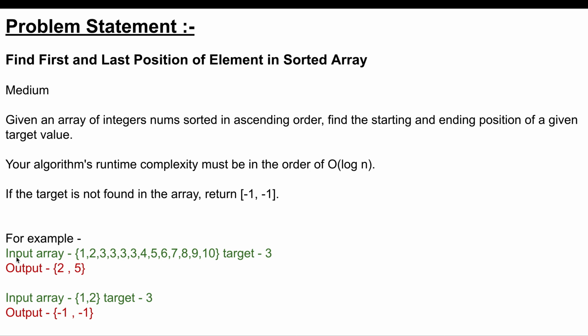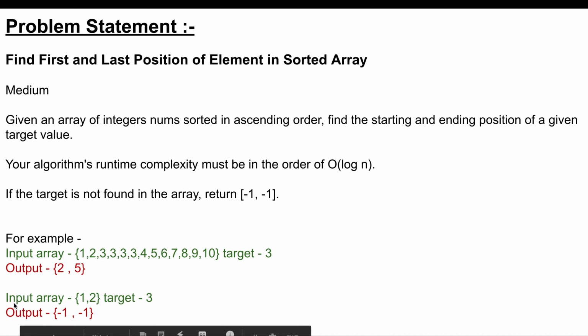Okay, now let's consider these examples. If you are given an array like this and you have to look for target value 3 in this array, the start index for target value 3 is 2 and the end index for the target value is 5. So the output of your method should be 2 and 5. So it should basically be an array with two elements. The first element should be 2 and the second element should be 5, which means that the start index of this target value is 2 and the end index for this target value in the array is 5.